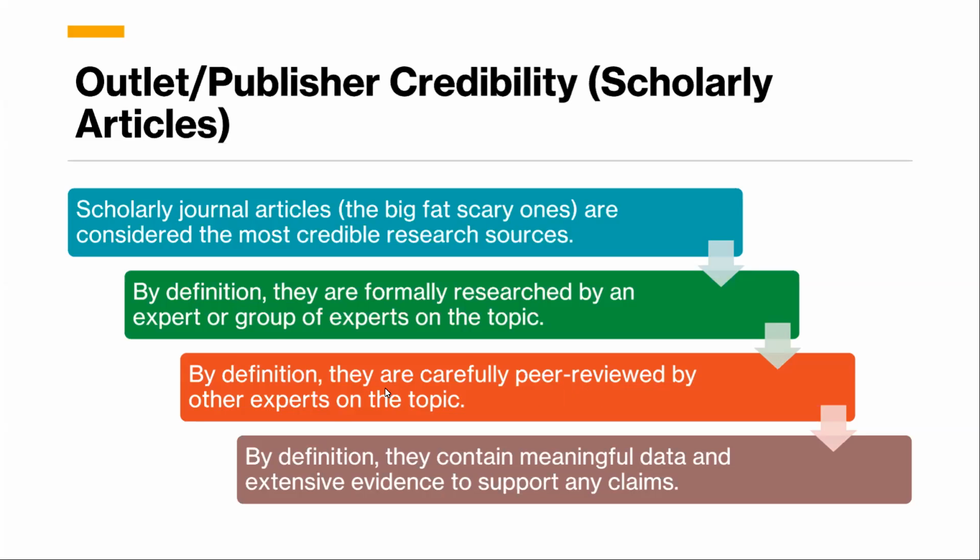That's what peer-reviewed means. And because often the people who are writing a scholarly journal article are the people actually conducting the scientific research behind the information in the article, that scholarly article is going to contain meaningful data and extensive evidence to support any claims that are made. So scholarly articles are widely considered to be the most credible sources that you can use in research, and that's why we require a certain number of scholarly articles to be used in any research paper that's ever assigned in pretty much any academic situation.